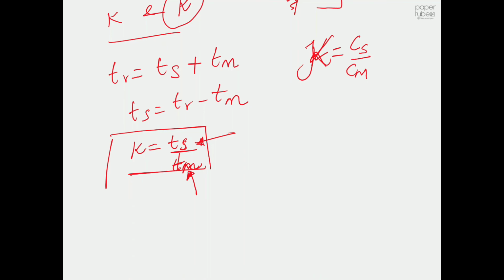So what does this mean? The longer the time spent by the analyte in the stationary phase, the higher the K value is going to be. And this K value will be low if the time spent by the analyte in the stationary phase is less. So that gives you some connection between your distribution constant and your retention time.